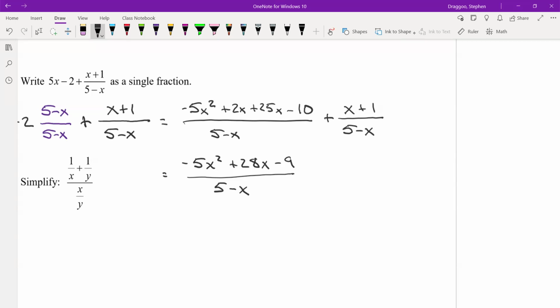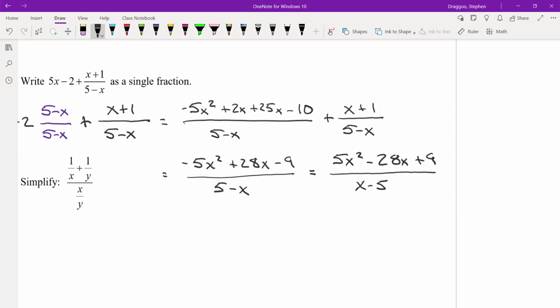Though, if you're like me and like having your lead coefficient be positive and also that 5 minus x in the denominator, you'd rather have it x minus 5. We could multiply top and bottom by a negative to get the same result as 5x squared minus 28x plus 9 divided by x minus 5. And this is something we'll see in these rational expressions fairly often, is that if I change every single sign between top and bottom, I have the exact same result. It's just written slightly differently.